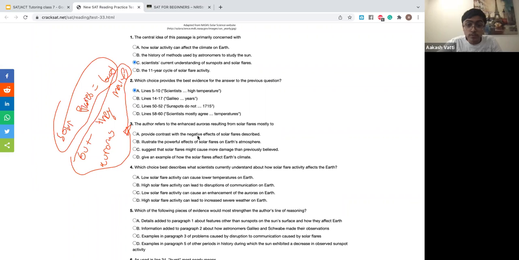Illustrate the powerful effects of solar flares on the Earth's atmosphere. The auroras don't illustrate the powerful effects of solar flares. It's just a good benefit of it. So B can't be right. C suggests that solar flares might cause more damage than previously believed. The auroras are supposed to be something good, therefore they don't cause damage. And D, give an example of how solar flares affect the Earth's climate. Auroras aren't really climate stuff. They're just lights that appear in the sky through electrons and such. So D can't be the answer either. Therefore, A is our only answer.